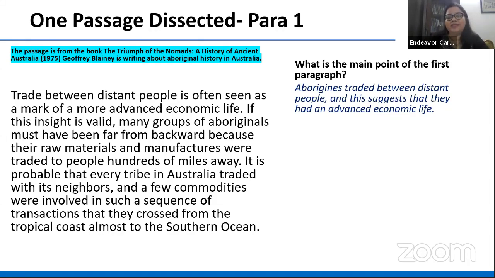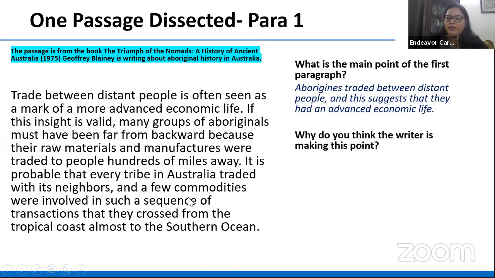And what do you regard as advanced economic life? Trading with distant lands, trading with distant people. So this is the main point of the paragraph, that aborigines traded between distant people, and that suggests that they had an advanced economic life. This is what you get from these lines.